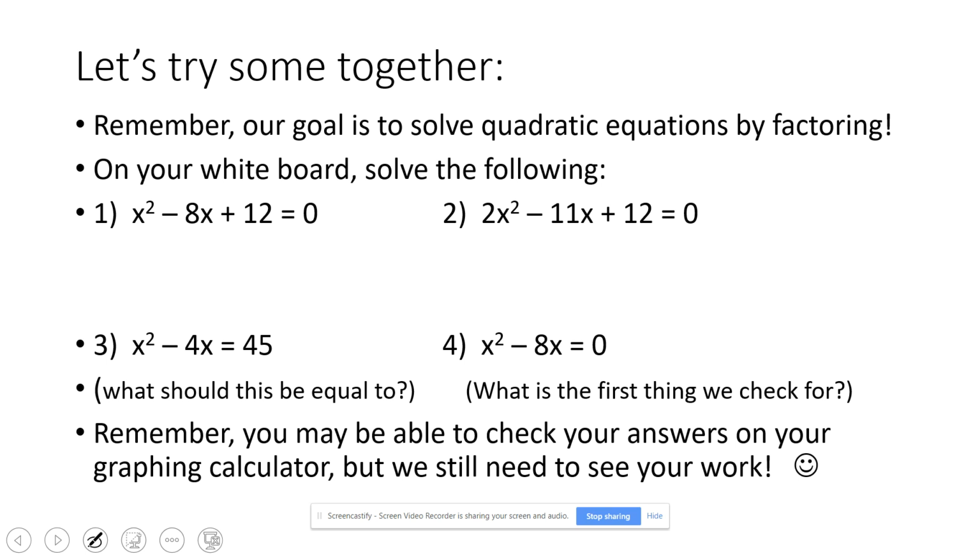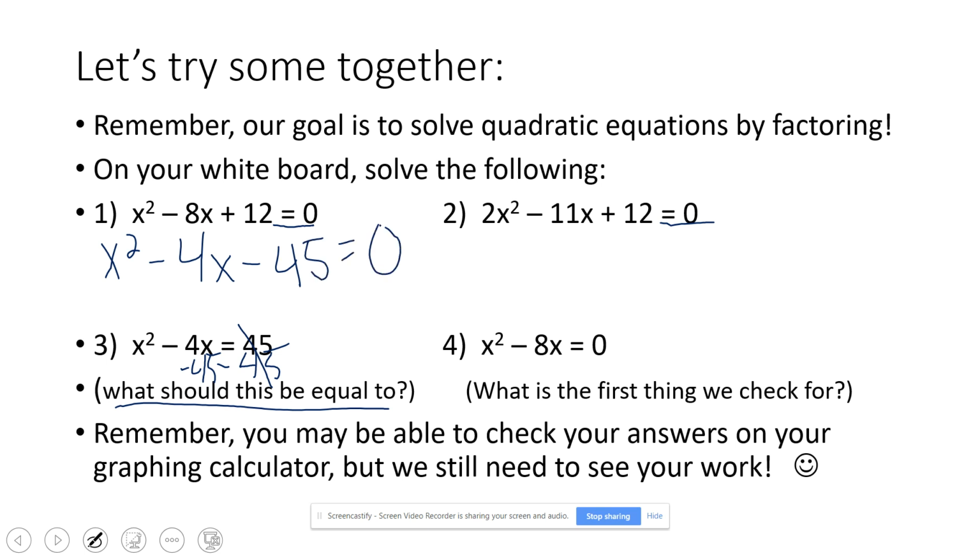Example 3. Well, notice in example 1, we were equal to 0, and we mentioned that on the previous slide. Number 3 is not equal to 0, so this should be equal to 0. In order to do that, I need to move the 45 over to the left. The opposite of a positive 45, to move it, is a negative 45, and we end up with x squared minus 4x minus 45 is equal to 0. Remember, I can't actually subtract the 45 from anything over there because it has no like terms.